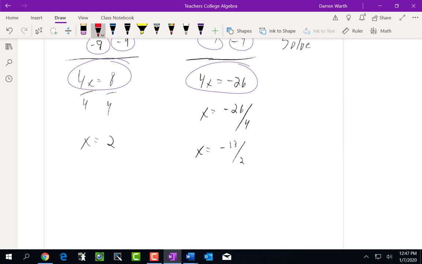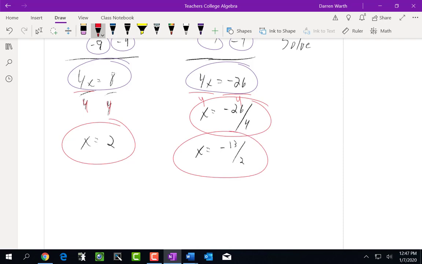And now I'm going to go ahead and divide by 4. I get my first answer of x equals 2. So now I divide both sides by 4. I get my next answer, negative 26 over 4. That's going to reduce down to negative 13 halves.